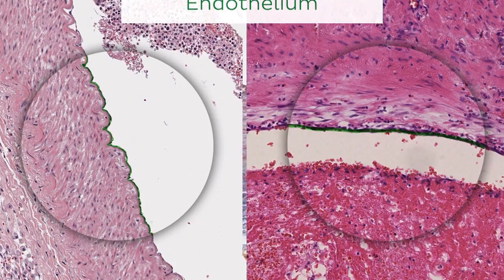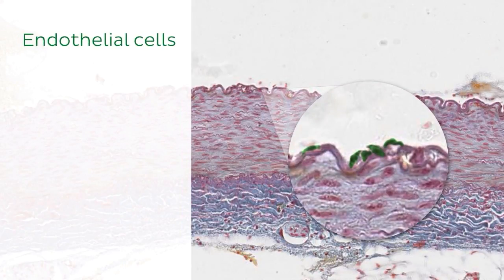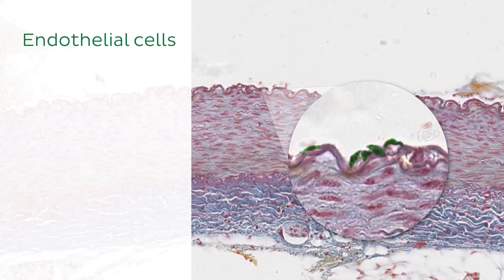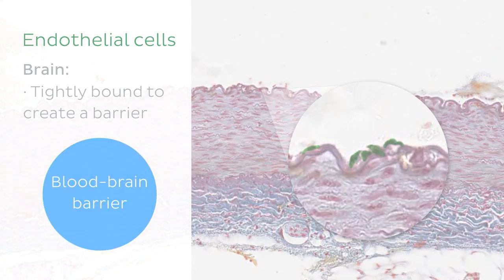The endothelium is made up of numerous endothelial cells highlighted individually here. The endothelial cells have a number of functions, including the absorption of nutrients and oxygen from the blood and the disposal of waste into the blood. In some areas of the body, like the brain, the endothelial cells are so tightly bound to their neighbour that they act as a barrier preventing the passage of any materials between the cells and into the surroundings. This is more commonly known as the blood-brain barrier.